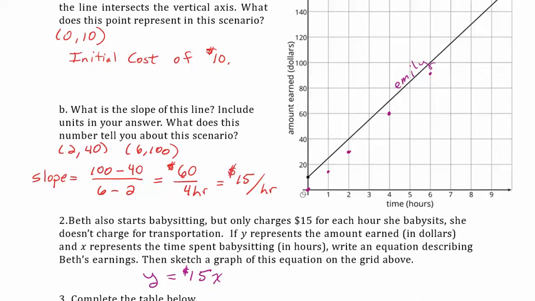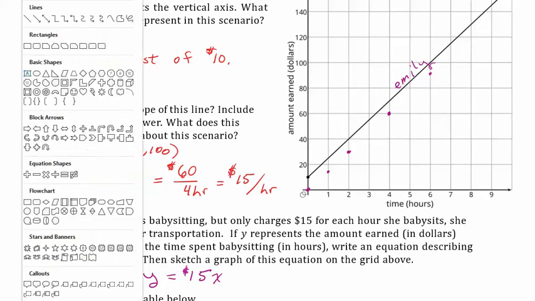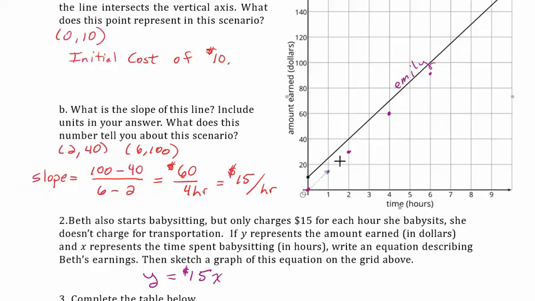Okay, let's connect those points. And we can see that these lines appear to be parallel. Let's see how close I estimated my points here. That's pretty good. Okay, so that is Beth's graph. Now, what is the slope of Beth's line?